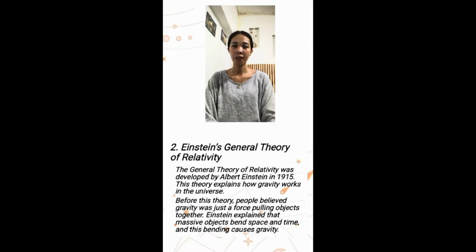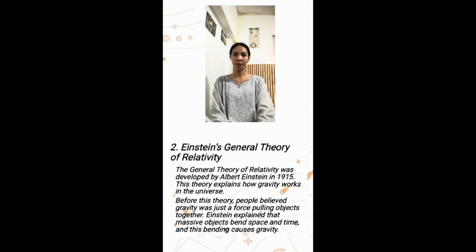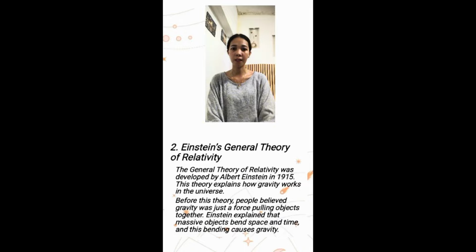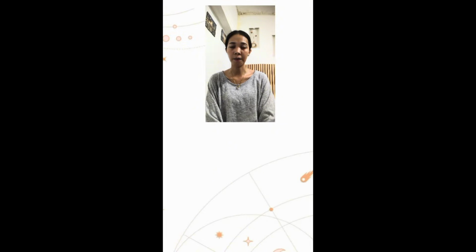So, Einstein's general theory of relativity. The general theory of relativity was developed by Albert Einstein in 1915. This theory explained how gravity works in the universe. Before this theory, people believed gravity was just a force pulling objects together. Einstein explained that massive objects bend space and time, and that bending causes gravity.